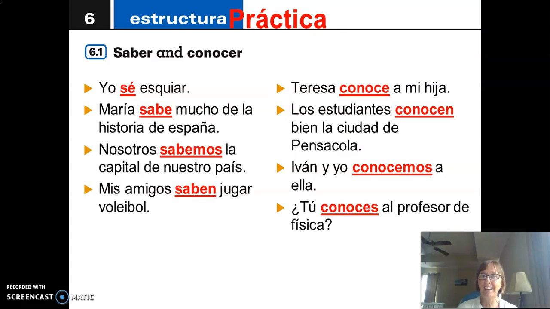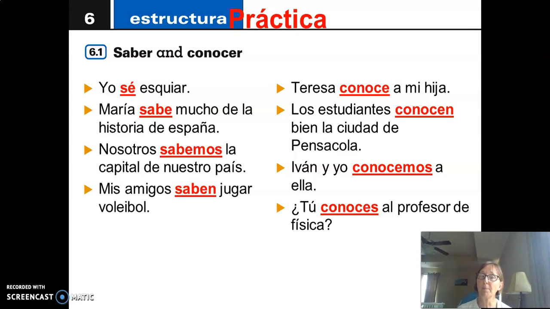Yo sé esquiar. Noten aquí. Yo sé esquiar. I know how to ski. It's an activity, something that I know how to do. María sabe mucho de la historia de España. María, she knows a lot about Spanish history. She knows a lot of things, a lot of facts, so she has that knowledge.